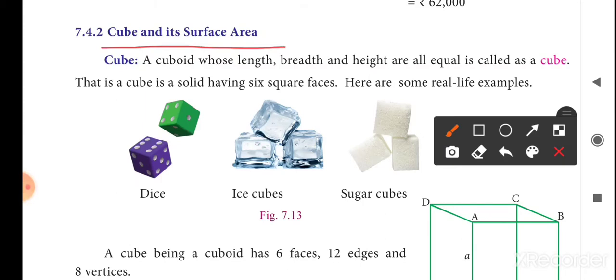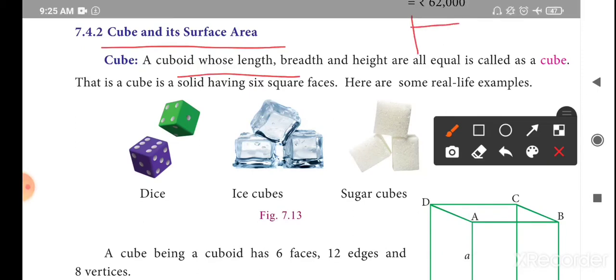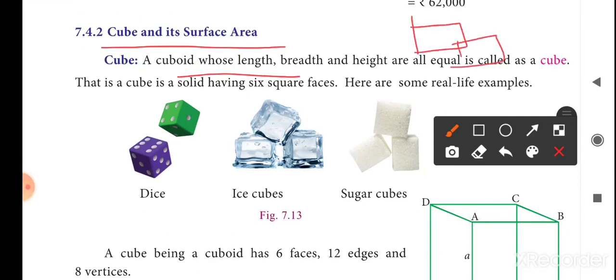We know the surface area, but here we are introducing the cube. A cube is a cuboid whose length, breadth and height are equal. Cuboid means different dimensions. Dimensions means sides. Different sides. But here all sides are equal. That is a cube.